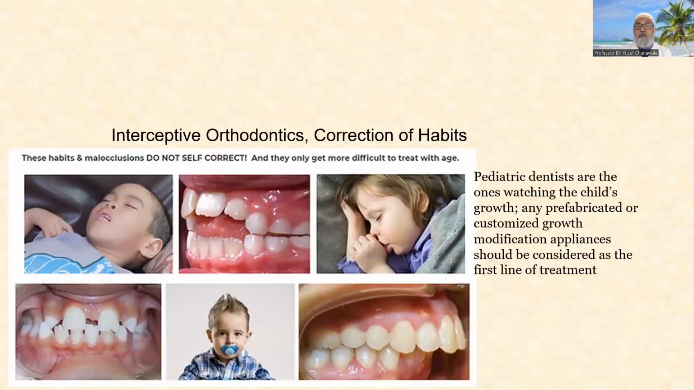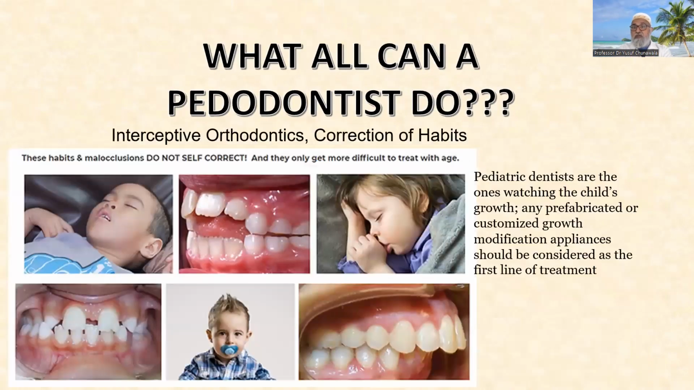Then preventive orthodontics, you are the first guide. You're watching the child from birth, and if you see any anomalies, for example, the child having habits like thumb sucking, tongue thrusting, or mouth breathing.